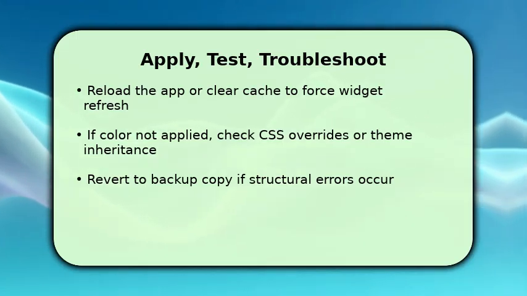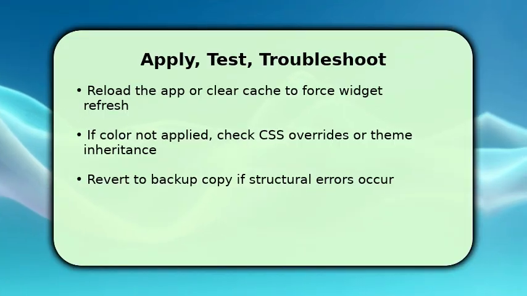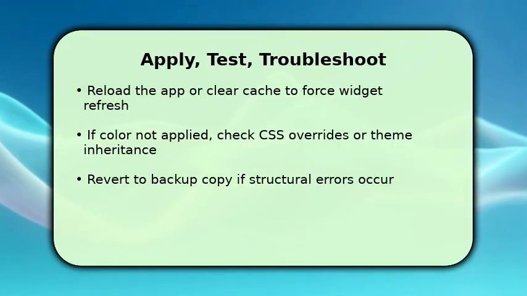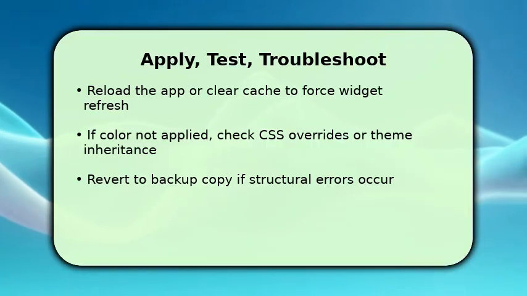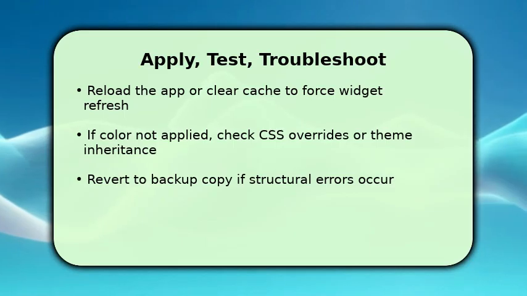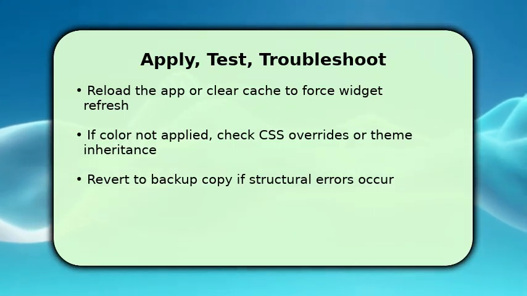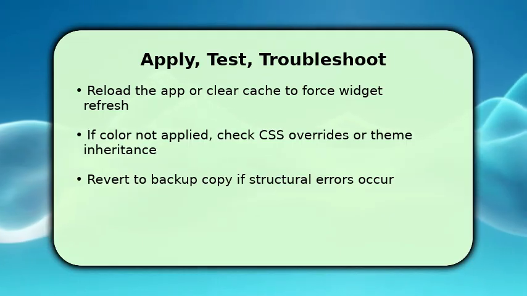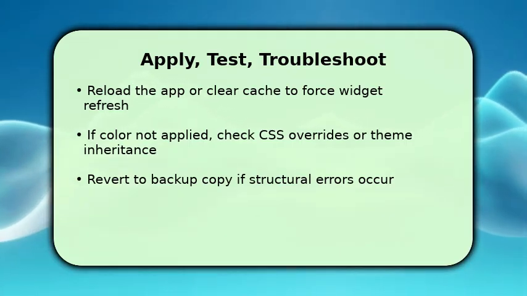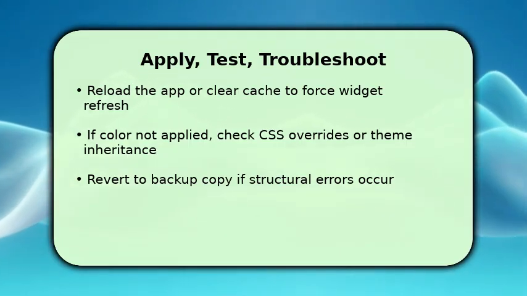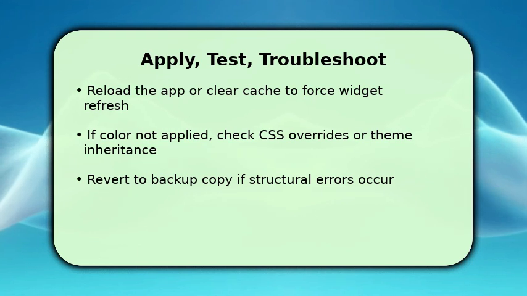If the color doesn't appear, inspect CSS overrides, theme inheritance, or higher priority variables that may override your setting. Make sure selector specificity isn't blocking your value. If the file fails to parse or breaks behavior, revert to the backup copy and retry the edit step by step. One key tip: use the console or linter errors to pinpoint syntax mistakes quickly.